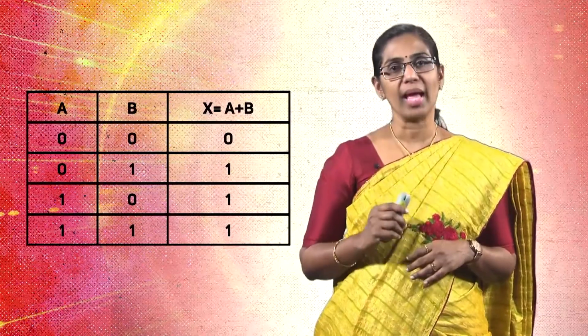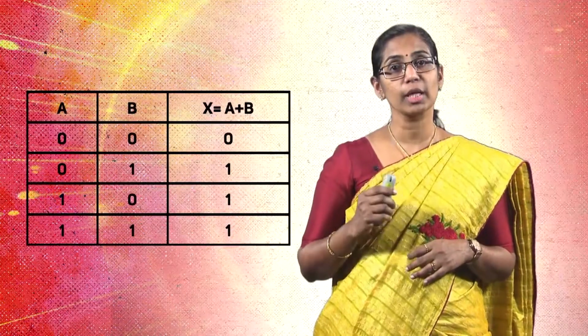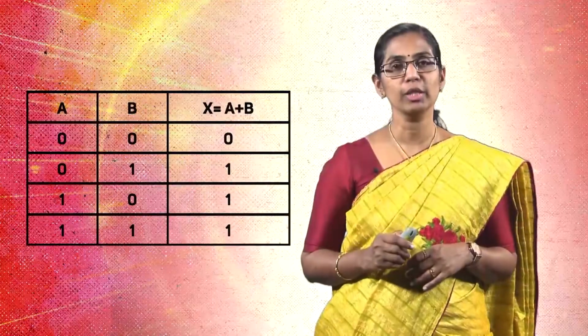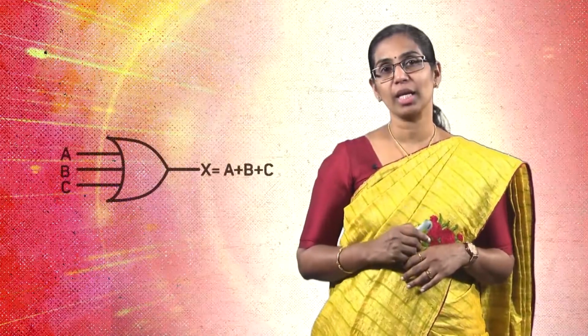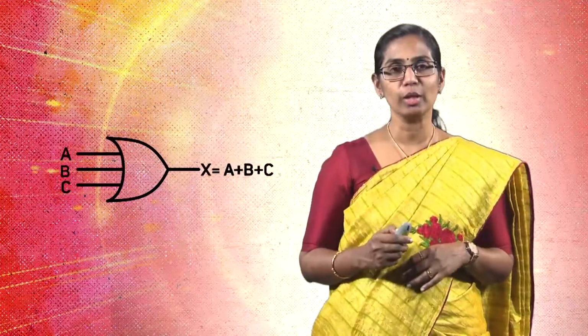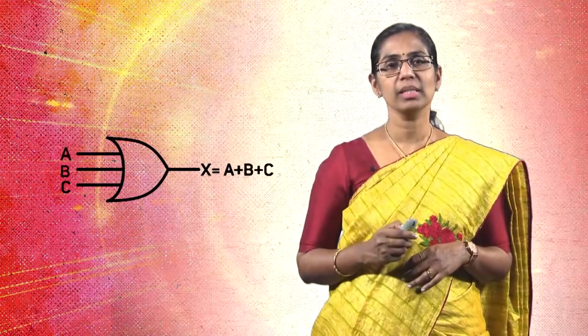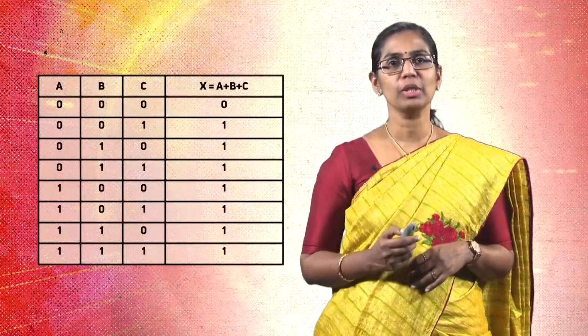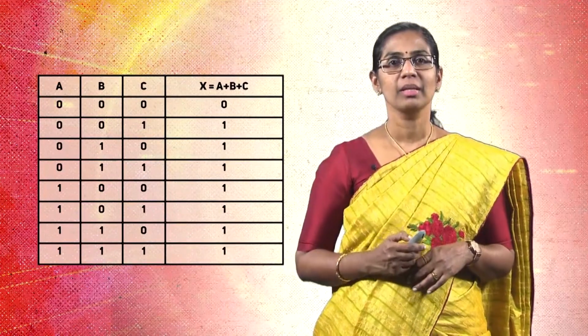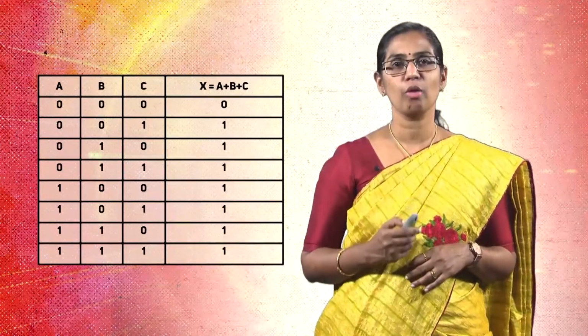As in case of AND gates, we can have more than 2 inputs for an OR gate too. Let's consider a 3 input OR gate. The input signals are A, B and C, and the output is represented by x, which is equal to A plus B plus C. We can write the truth table for this OR gate. Give 3 inputs in the first 3 columns. The last column gives us the output.